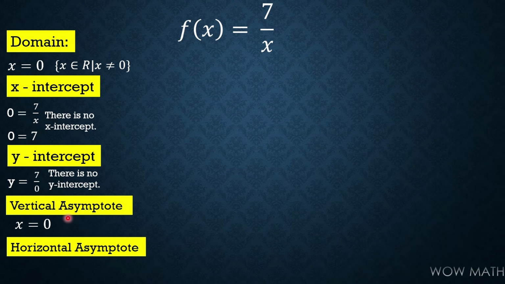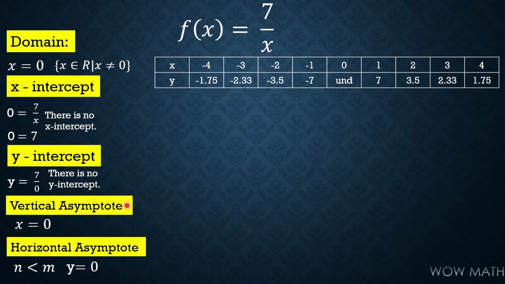And then, to find the horizontal asymptote, titingin lang tayo sa degree ng numerator and degree ng denominator. Since yung degree ng numerator natin ay 0 and degree ng denominator is 1, so n is less than m. So kapag ganyan, yung horizontal asymptote nyo ay 0. So this is one way para ma-sketch natin yung rational function natin.